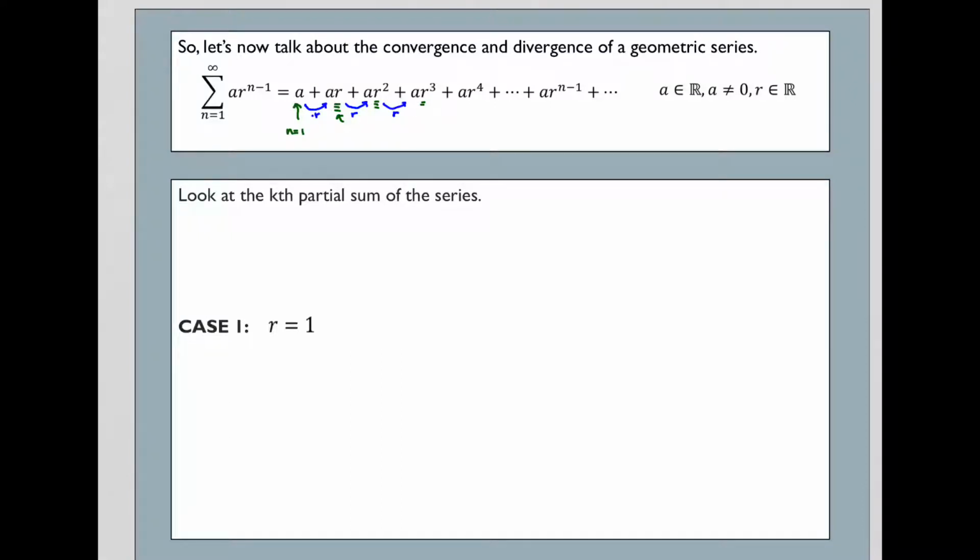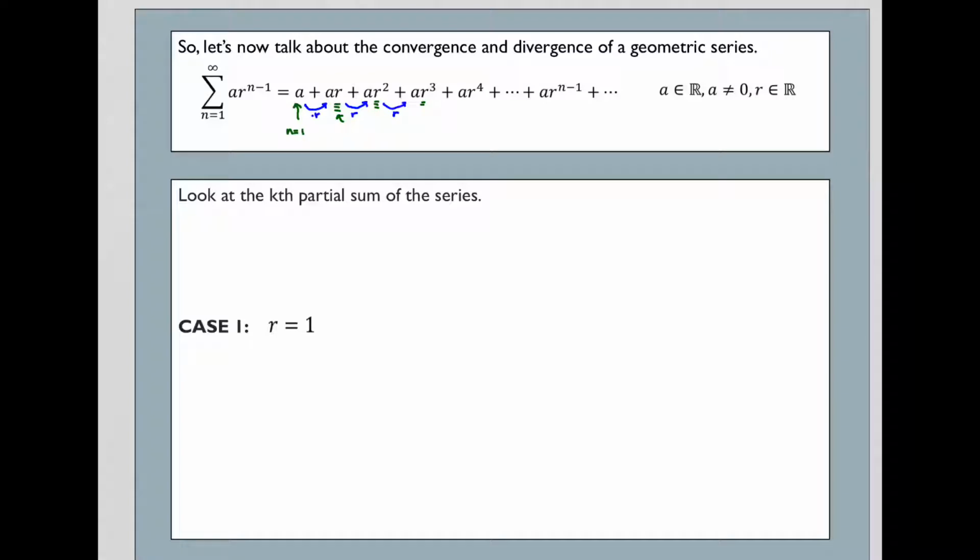So that being said, let's talk about the convergence and divergence of a geometric series. The cool thing is we have a formula for a geometric series. Unlike in a telescoping series, where every example was a little different, a geometric series always fits a certain pattern. So this allows us to come up with a formula that we can use for every geometric series. So let's start by talking about the sequence of partial sums.